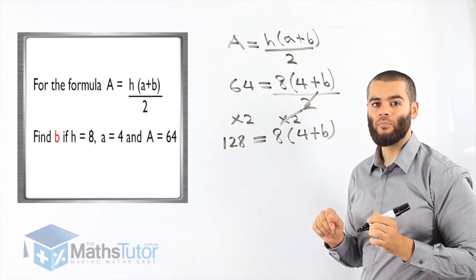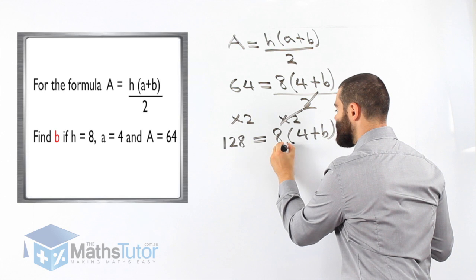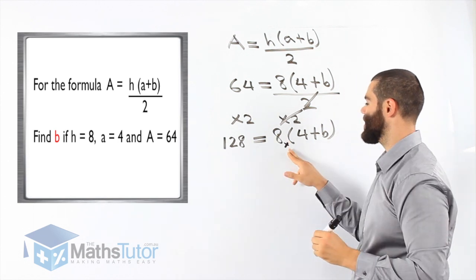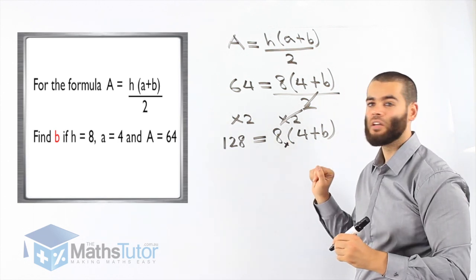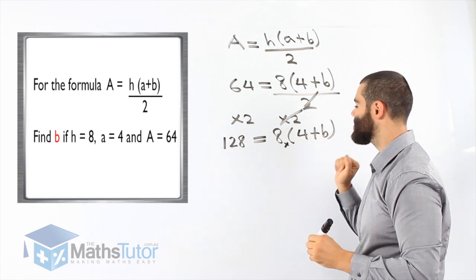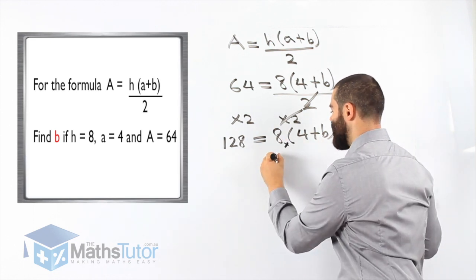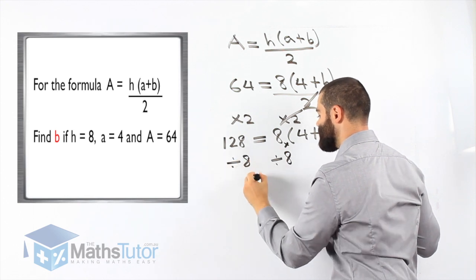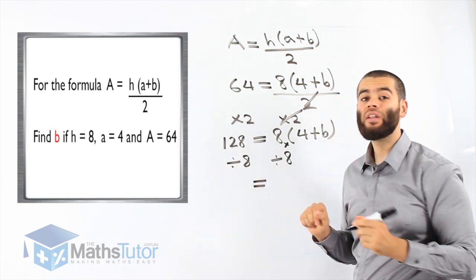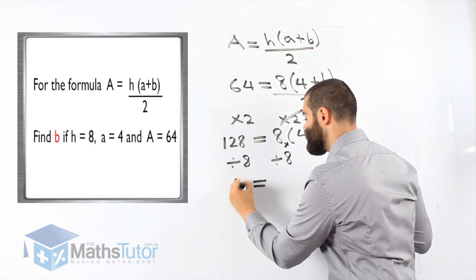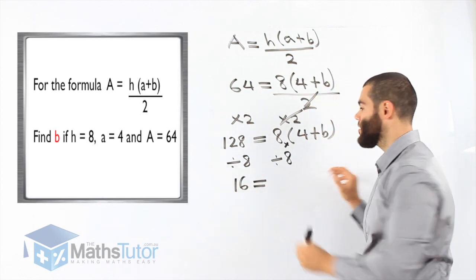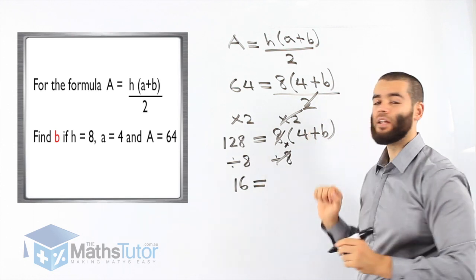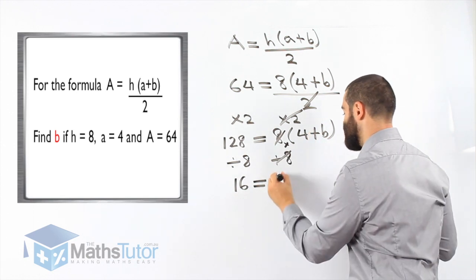Now we continue on. We know there is a multiplication, an invisible multiplication right there between the 8 and the brackets. It's 8 times everything inside the brackets. So divide by 8 and divide by 8. 128 divided by 8 is 16. And 8 divided by 8 is 1. They're gone. And we're left with 4 plus b.